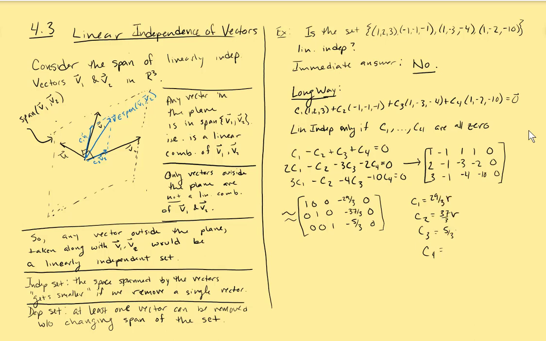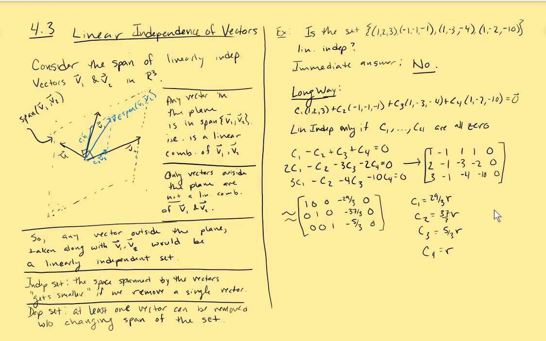R, R, R, and C4 is what we called R. So then we get that any real number R plugged into here would give us a solution. Certainly R equals 1, for example, gives us a solution other than all zeros, right? So it's not true that this is linearly independent. For linear independence, we would have to get all zeros out for our solution. We did not get that. There are non-zero solutions to this system, non-trivial solutions.